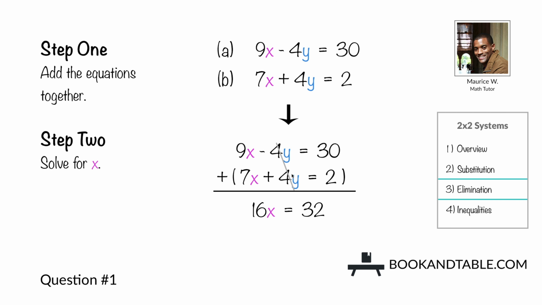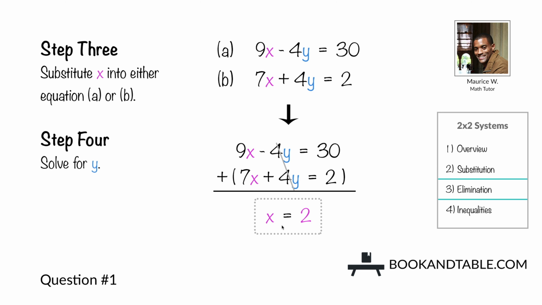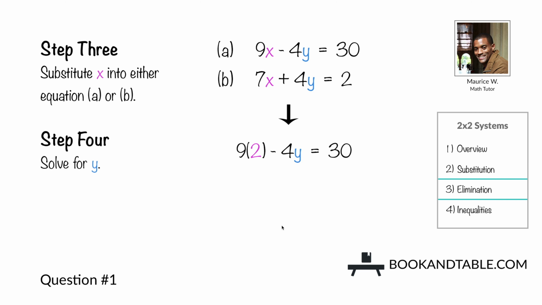So now that we've eliminated y, step 2, we could solve for x. So we want to get rid of the coefficient 16. So we divide both sides by 16, giving us x is equal to 32 divided by 16, which would be equal to 2. So now that we have x is equal to 2, we want to substitute x into either equation A or B for step 3. When we do so, we can solve for y for step 4.